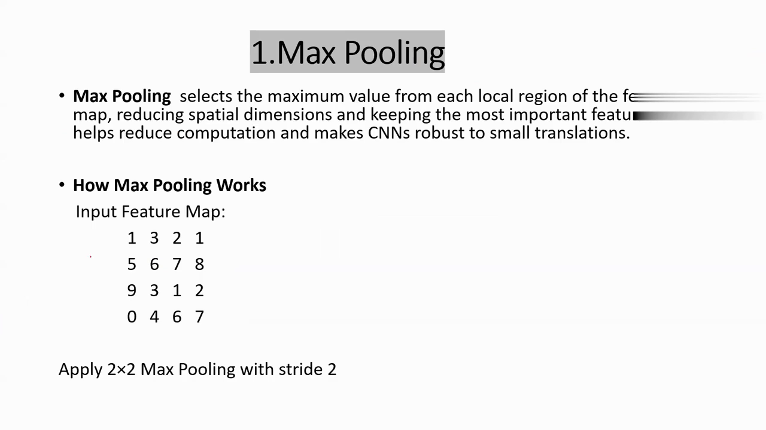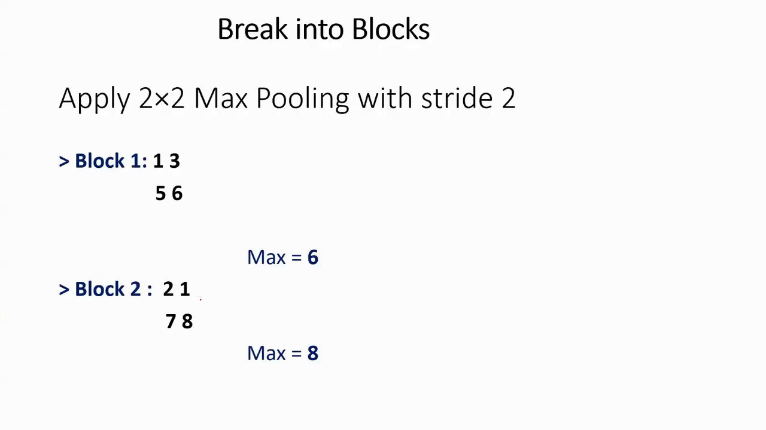We have to see how the pooling calculation works. First, we consider a 4 by 4 matrix. It is a raw data set. We apply max pooling with stride 2. We divide the input data from 4 by 4 into 2 by 2 matrices, applying 2 by 2 pooling with a stride of 2. We divide the data set into equal parts called block 1, block 2, and so on, up to block 4.